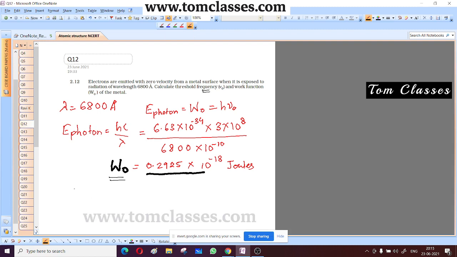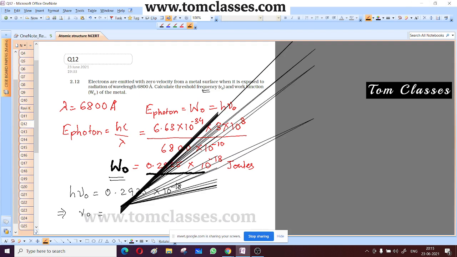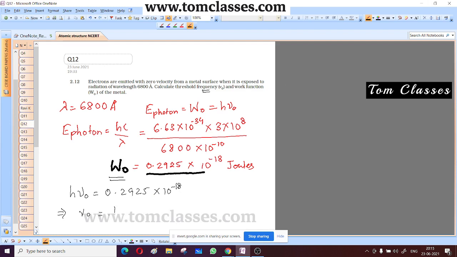So what is threshold frequency? That is h nu naught, which is equal to 0.2925 into 10 to the power minus 18 joules. Or you can say that nu naught is nothing but c by lambda. It is not a wave number, so it is c by lambda. We can calculate this value directly.